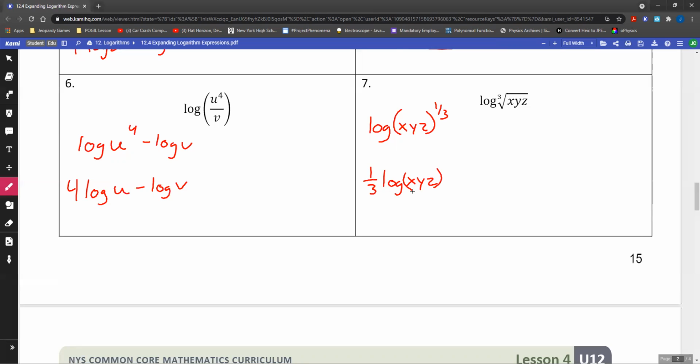Then from here, I'm multiplying all 3 of these terms, so I'm going to end up adding them. And again, I'm going to put big parentheses because I want to make sure to know that all 3 terms are going to be dealing with the 1/3. So 1/3 times (log x plus log y plus log z). All right.